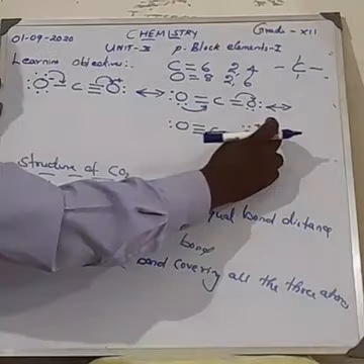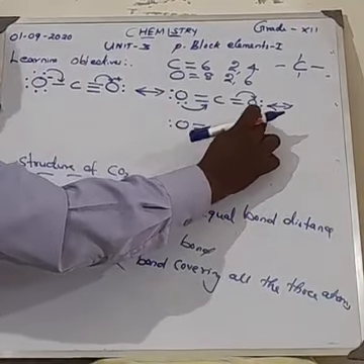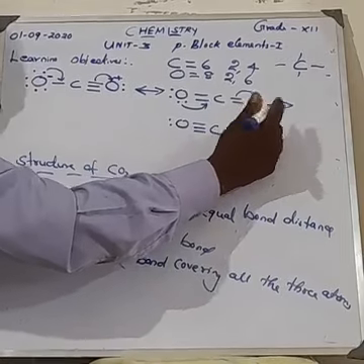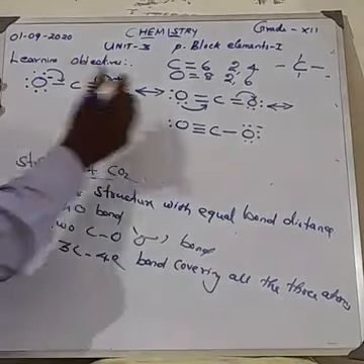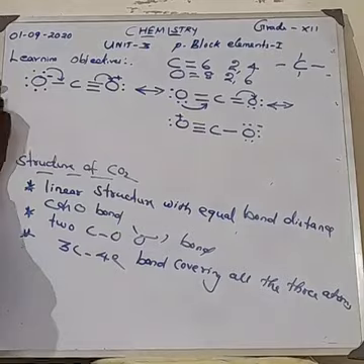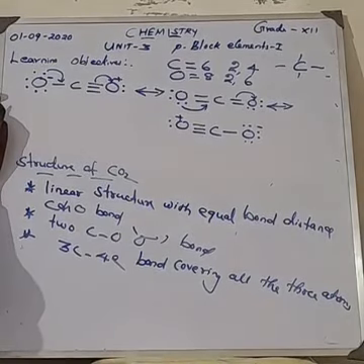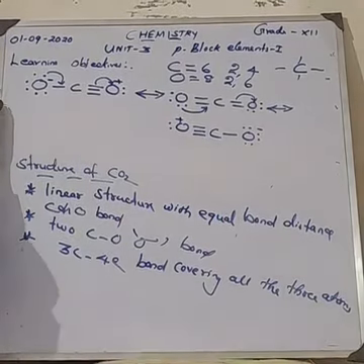With the gain of electron, you get a negative charge. Gain of electron with a negative charge. Here it donates an electron, positive charge. This is the structure of carbon dioxide.